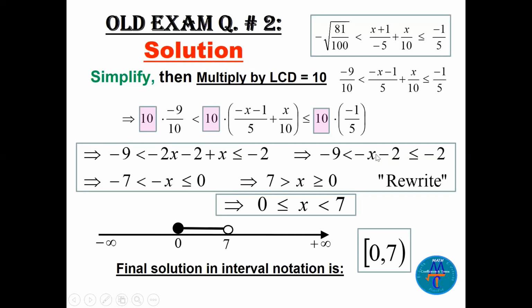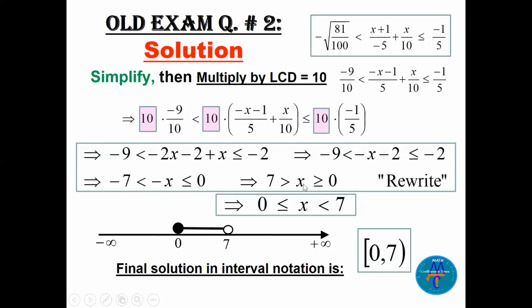Now, minus x minus 2 between minus 9 and minus 2. Remember, this is open, this is closed. There is no equal, there is equal. Let's add 2 on each side. So we add 2, we get 0 here, minus x, and then minus 7. Divide by minus 1. Change both signs. So 7 greater than x, greater than or equal to 0.